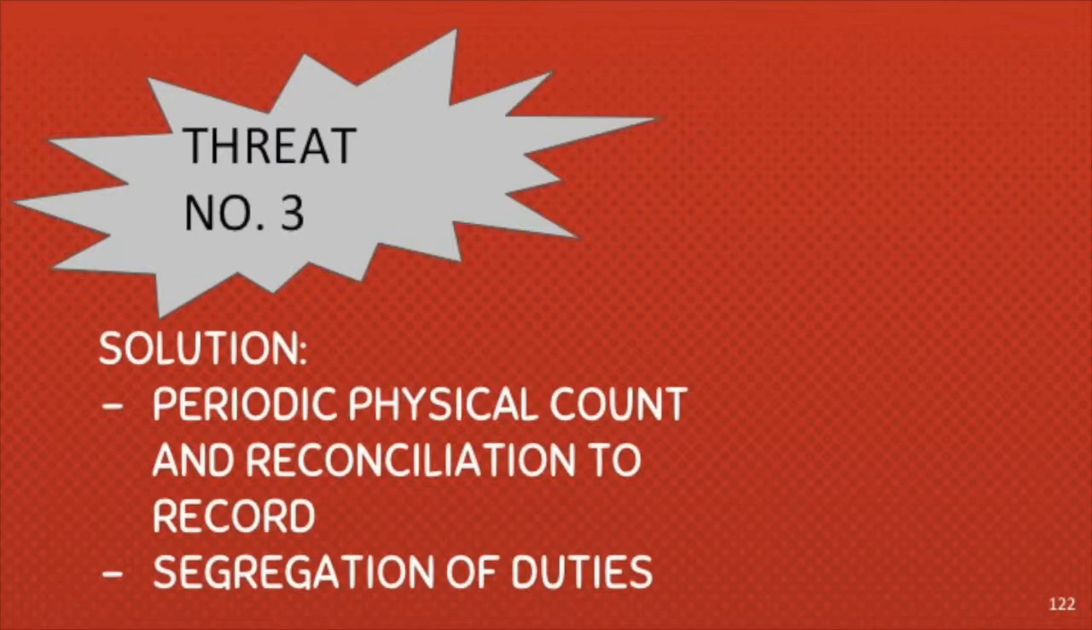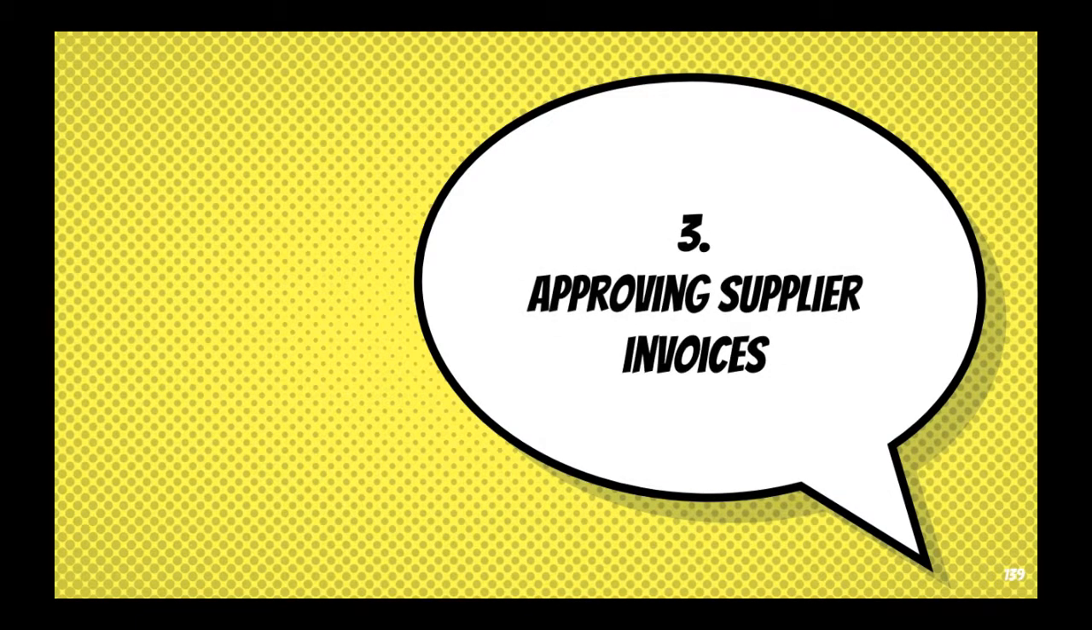Periodic physical count and reconciliation of records should also be done to double-check. And finally, segregation of duties is a must, by separating those who have physical access to inventory from those who keep records.